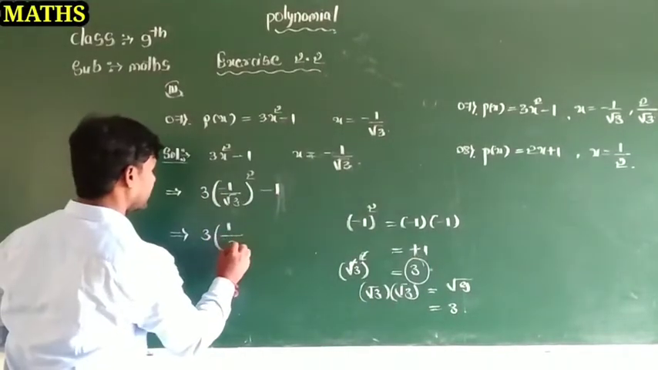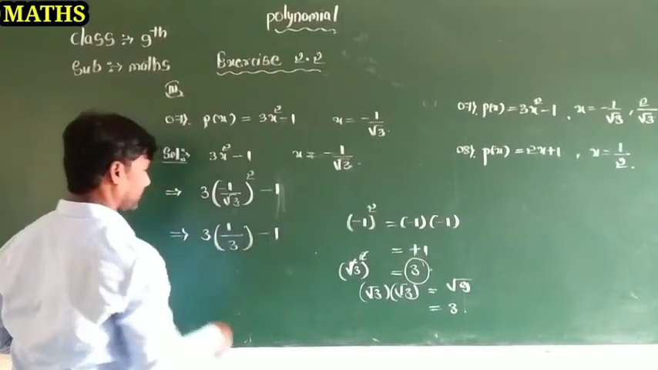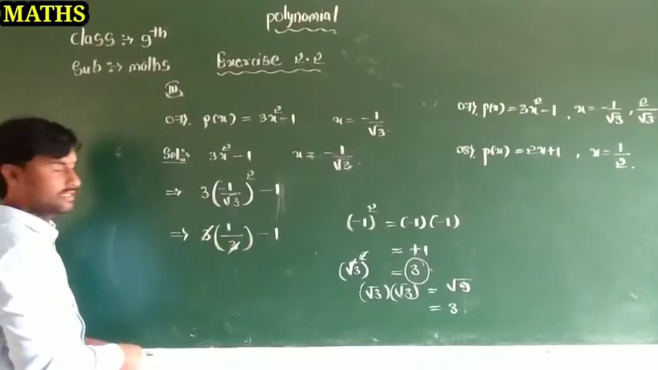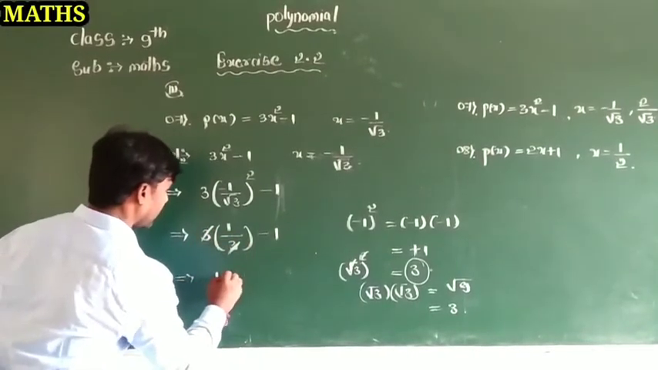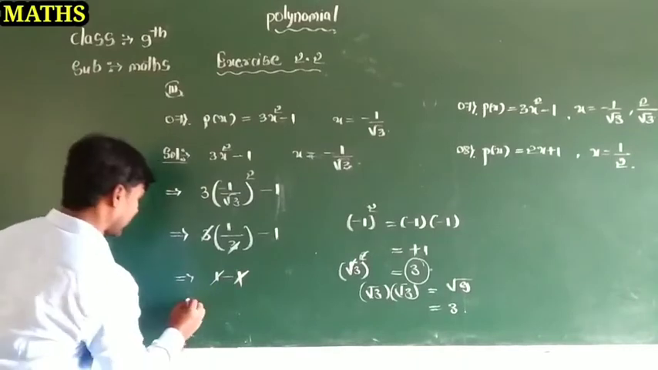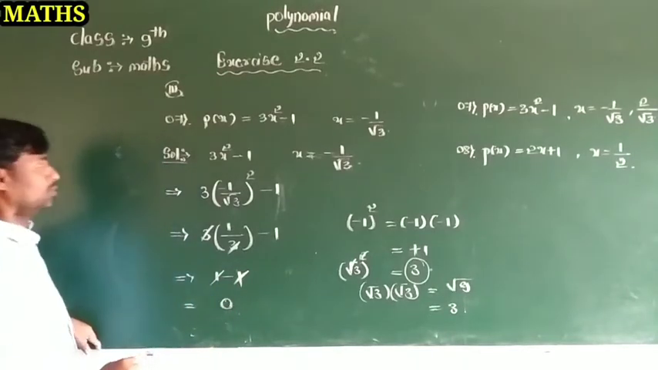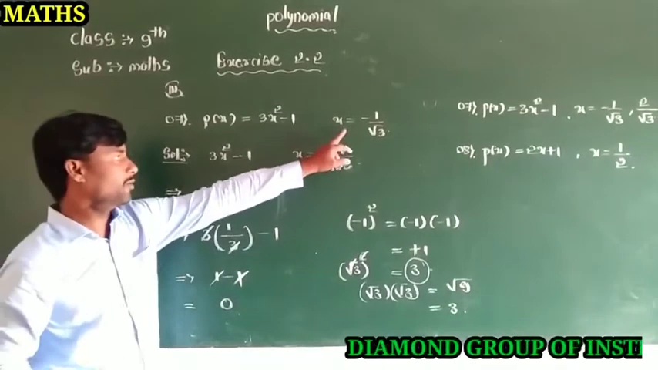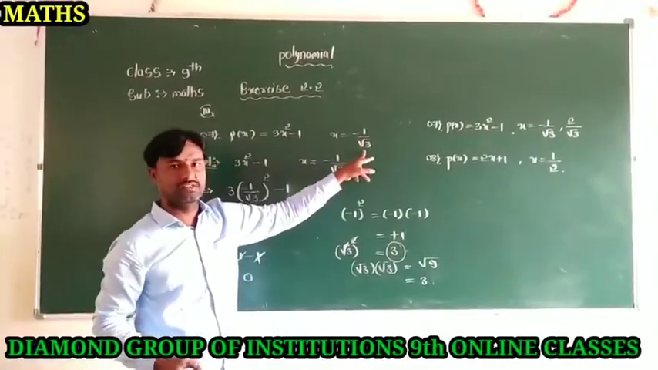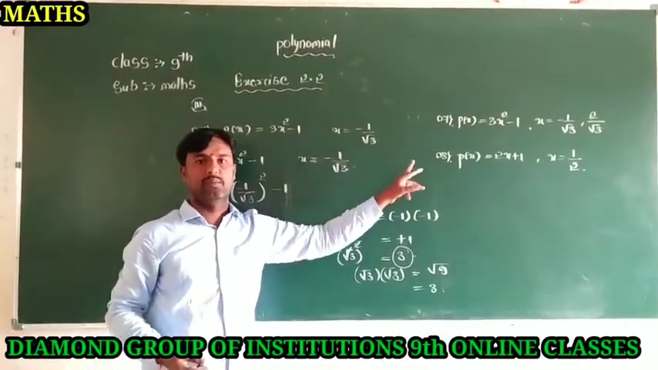That's why I am writing here 3 minus 1. Now the 3s both get cancelled. So what remains? 1 minus 1. Plus 1 minus 1 both get cancelled. Answer equal to 0. So we can say x is equal to minus 1 upon under root of 3 is a zero of the polynomial, dear students.